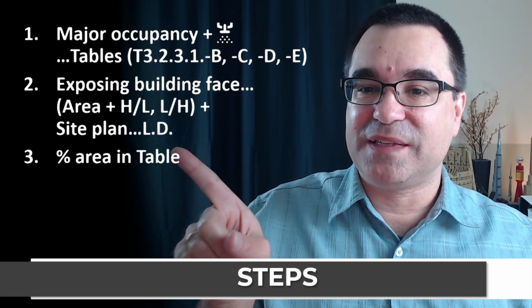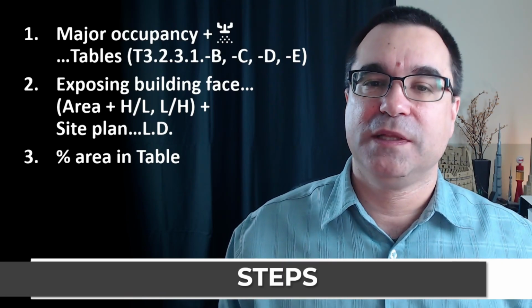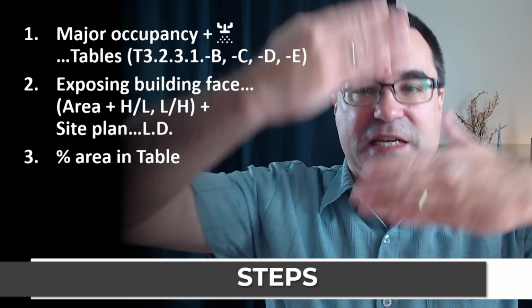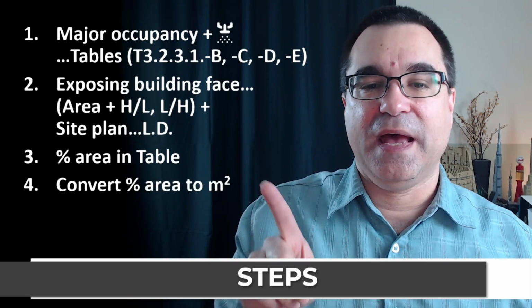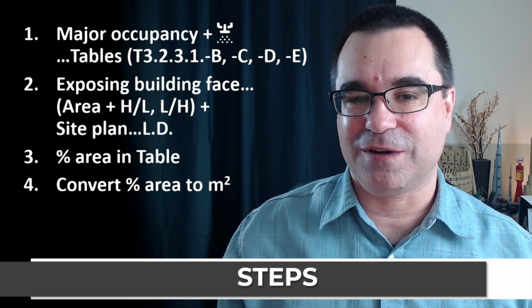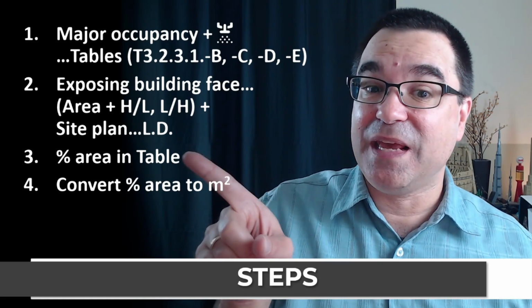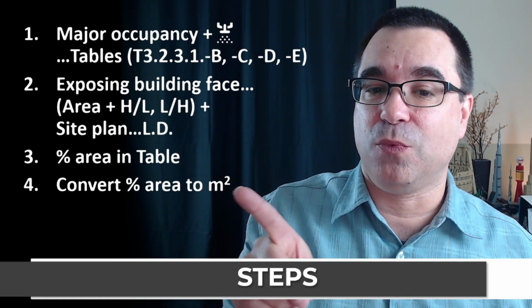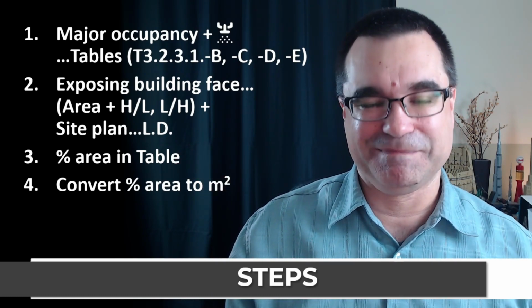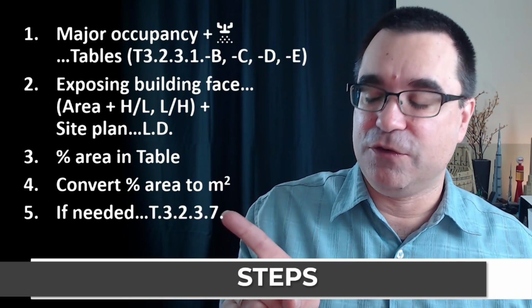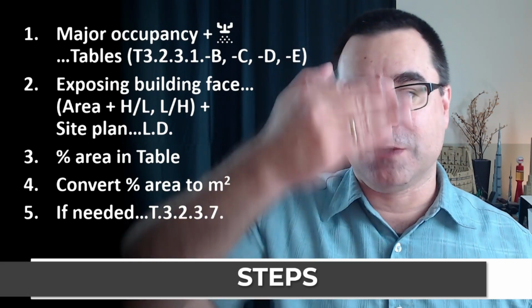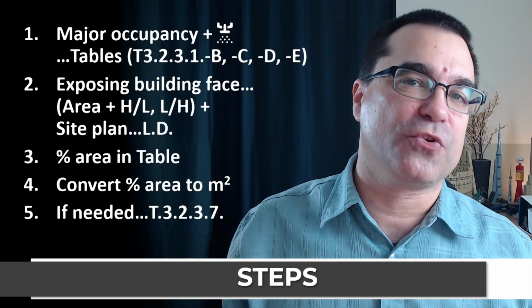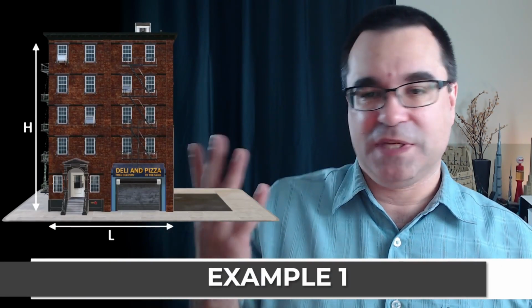Then, from the correct table, you determine the percentage area that exposing building face can be unprotected, and then you convert that area to meters squared, because, right, in the table, it's all percentages, but what we use are meters squared. Finally, if needed, if you're told to do so, you also provide the construction requirements for each of those faces using table 3.2.3.7. So let's do an example, okay?